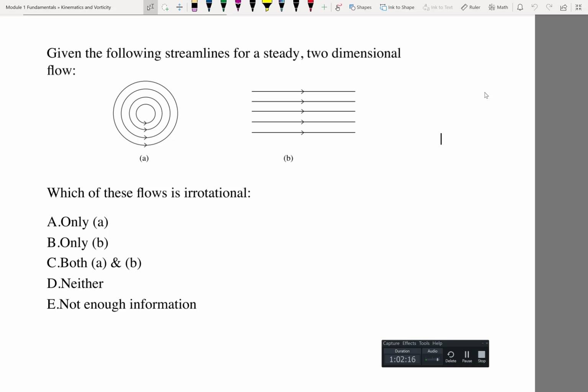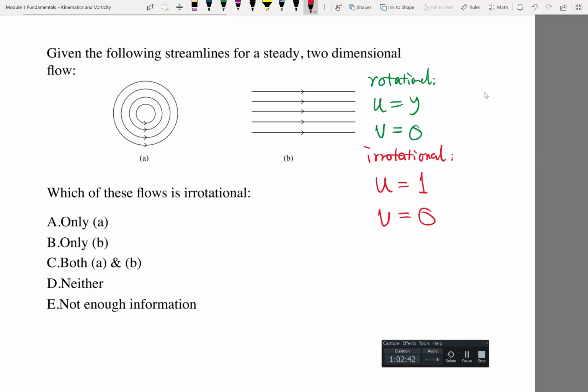Just as an example, in this case, rotational: u is equal to y, v is equal to 0, and irrotational: u is equal to 1, v is equal to 0.